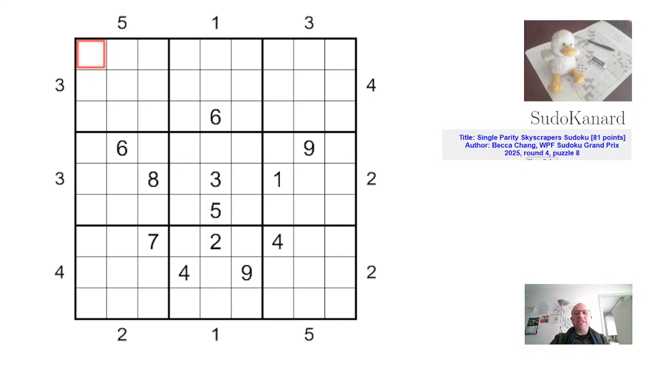We're here to solve this single Parity Skyscrapers Sudoku by Becca Chang for Sudoku Grand Prix. It was the latest round in history at the time I'm making this video. And the special rule here is the usual rule of skyscrapers, in which digits represent the heights of buildings, and higher buildings hide from view the smaller buildings. But instead of giving the total number of buildings that are visible, we are given the total number of buildings of some parity that are seen.